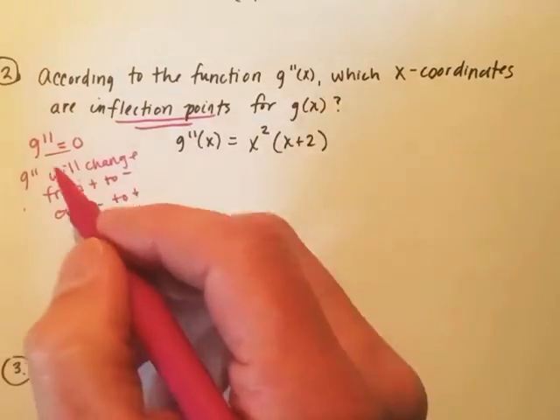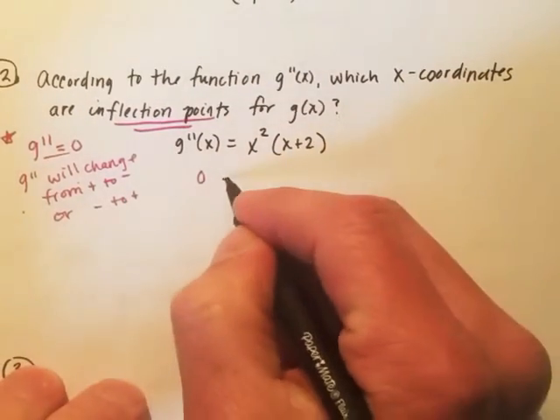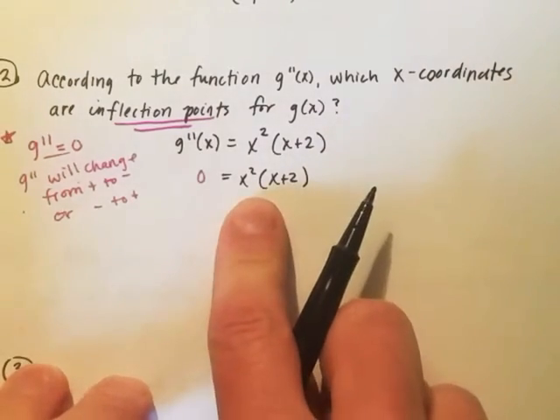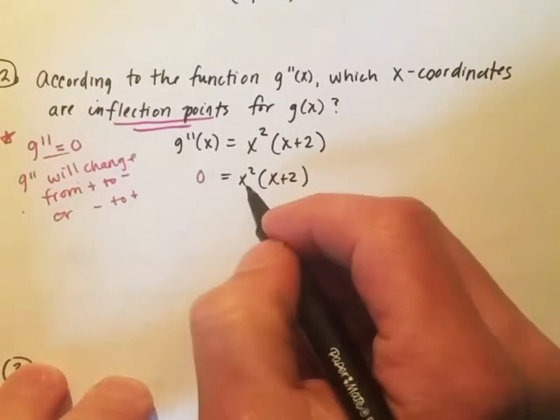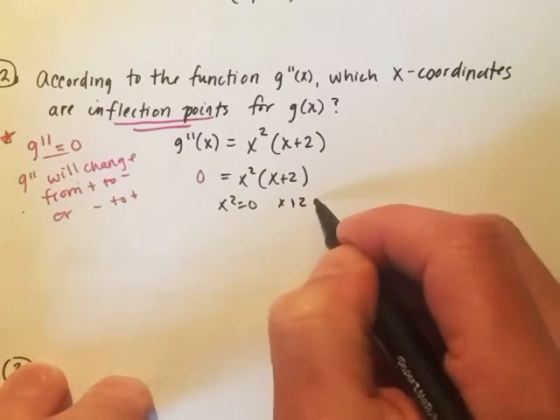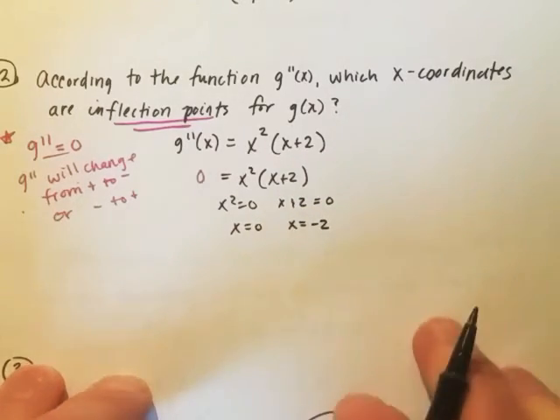So the first thing I would do is actually make this the case first. So let's set this equal to 0, and let's solve this really quickly to see what values would give us a 0. Well, since it's factored and these things are multiplying, we can set each one of these equal to 0. And either way, we would get x equals 0 or x equals -2.